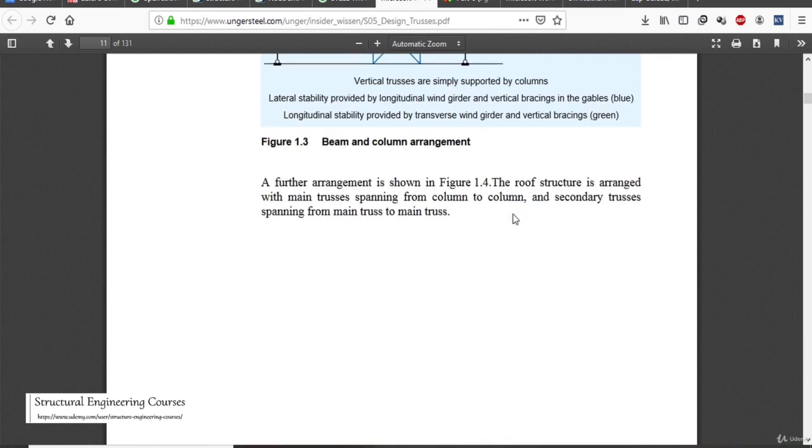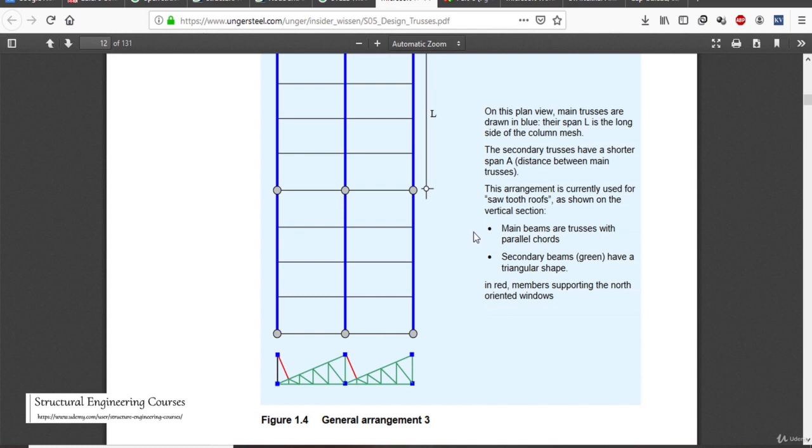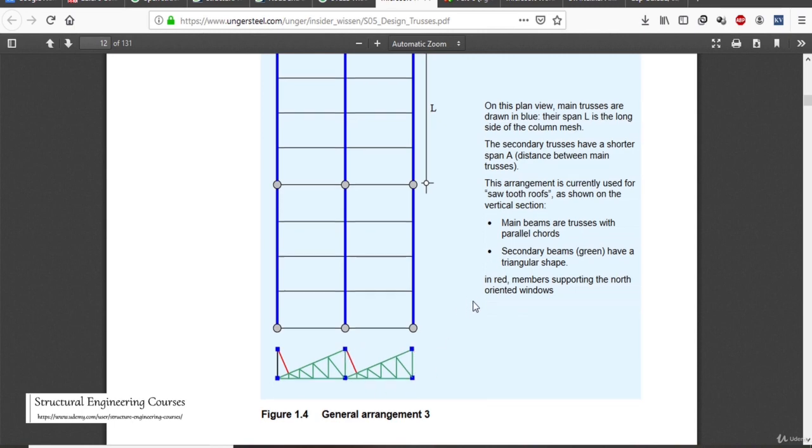So a further arrangement is shown here. In this view, the main trusses are drawn in blue, and the secondary trusses have a shorter span, and this arrangement is called sawtooth roofing. So this type of roofing is drawn like this.